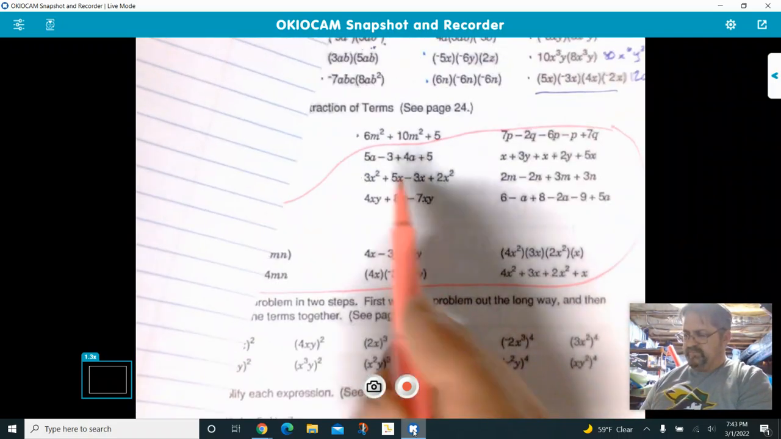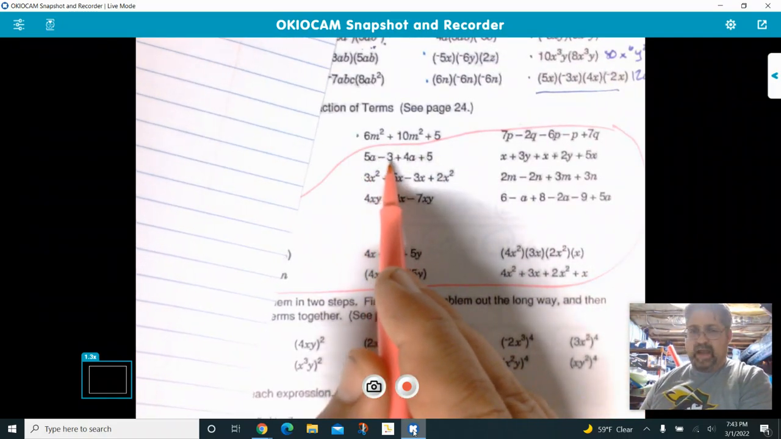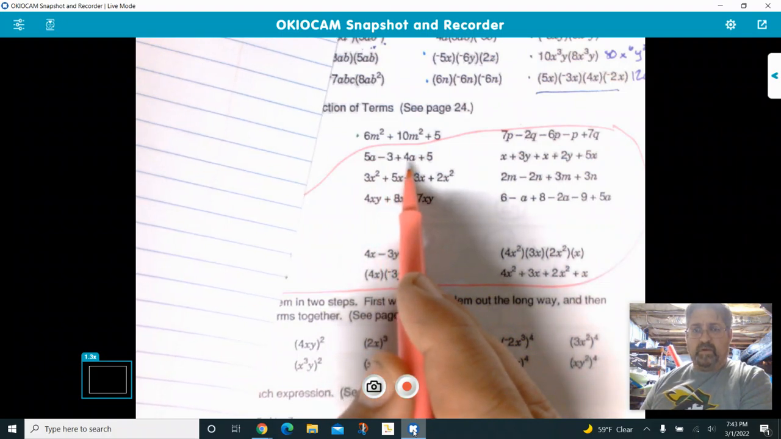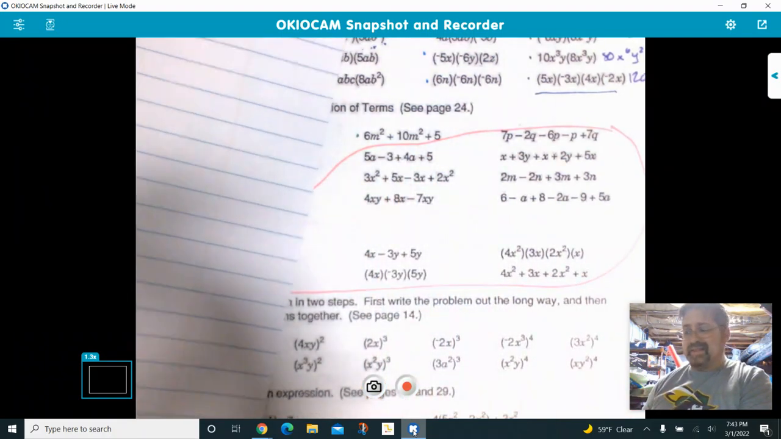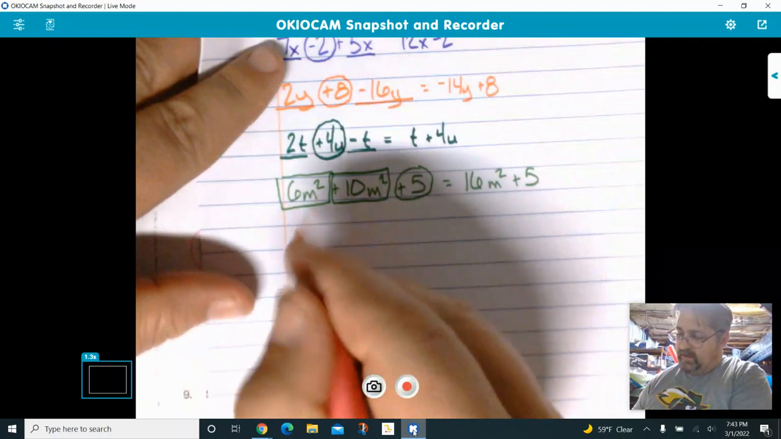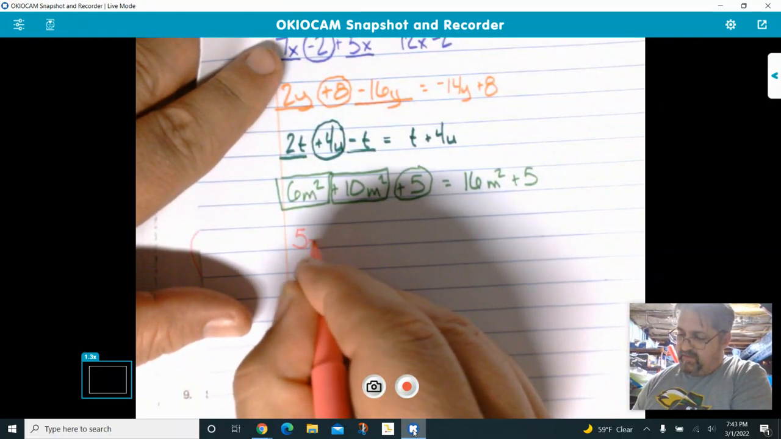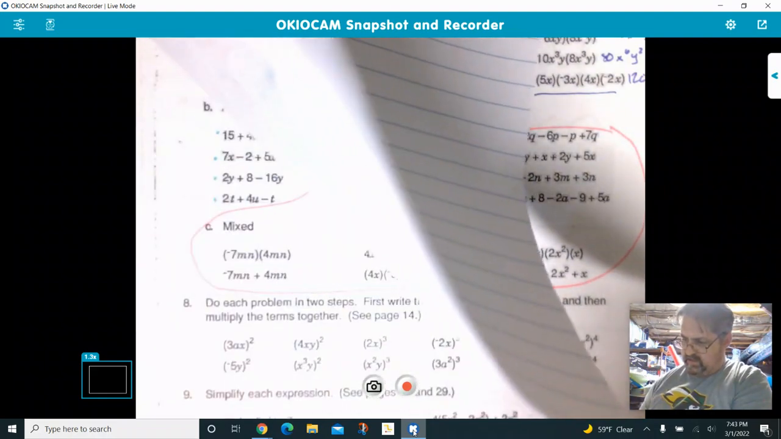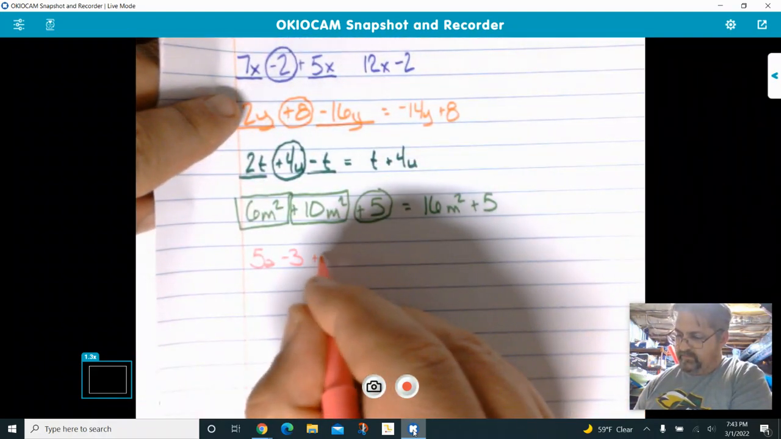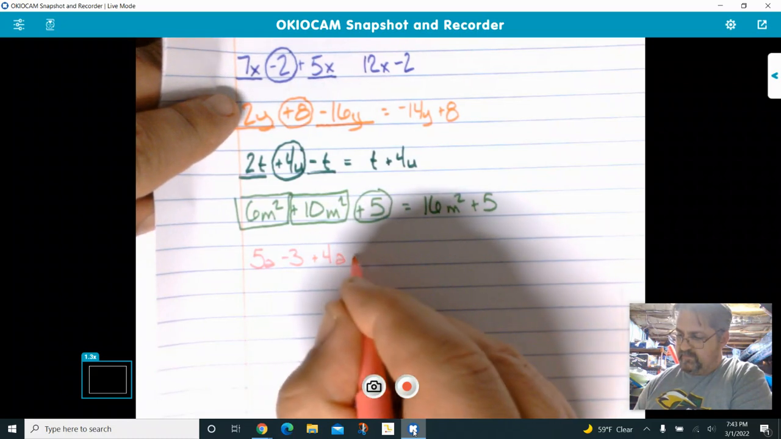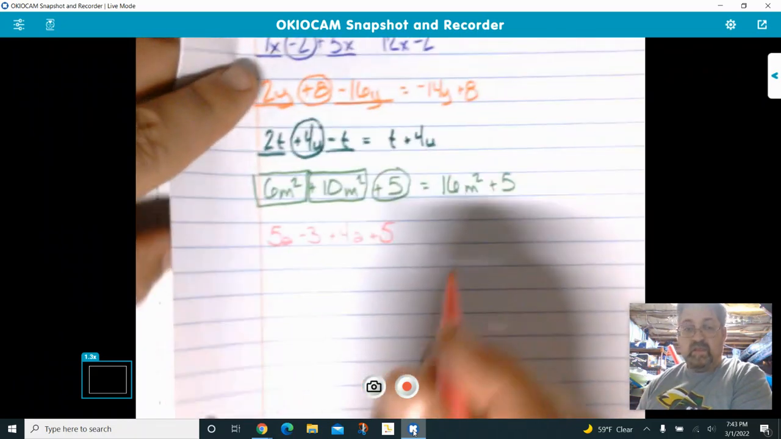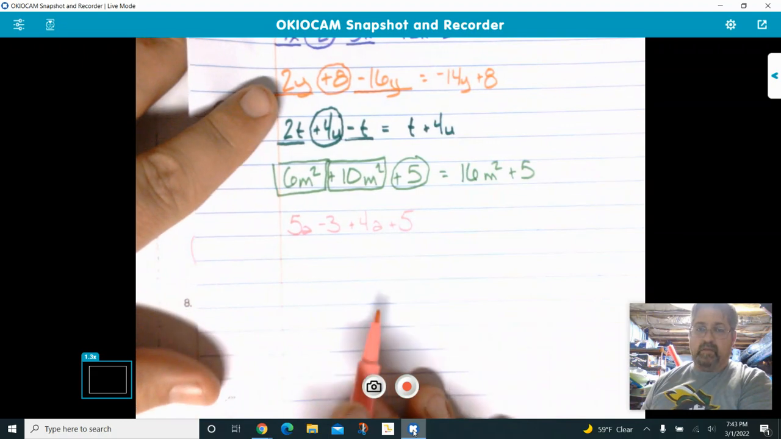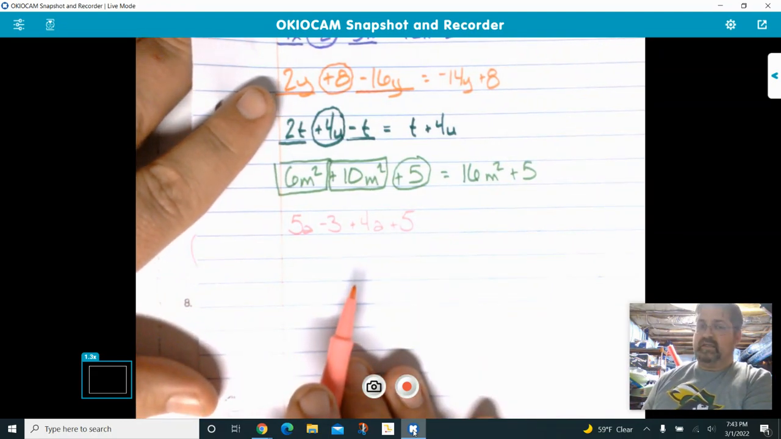Okay, our first problem, we're going to do 5a minus 3 plus 4a plus 5. I'm going to write that down. 5a minus 3 plus 4a plus 5. Okay, so that's my problem, written down right there, right? Good, good, good.